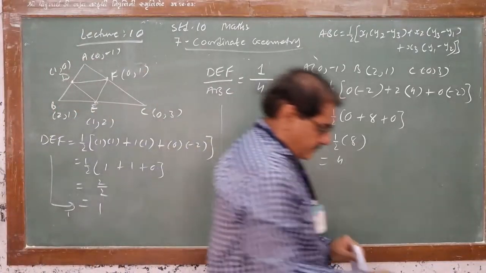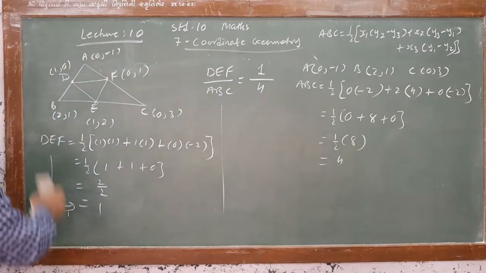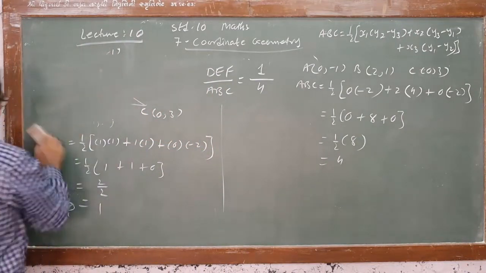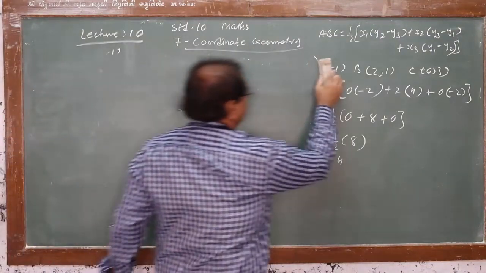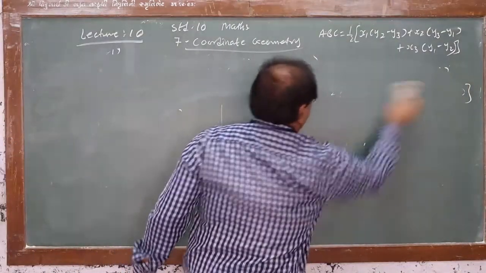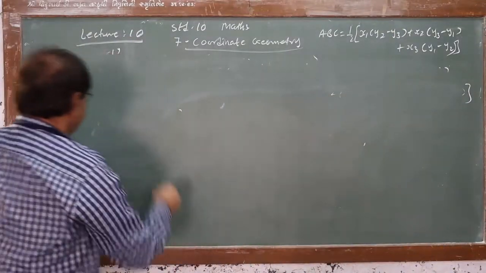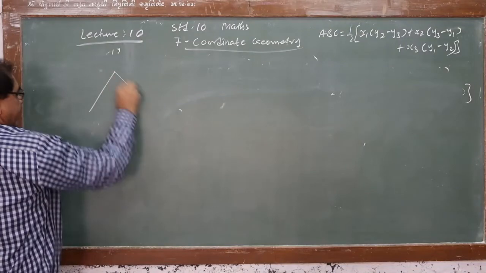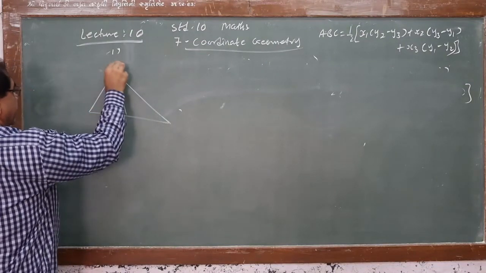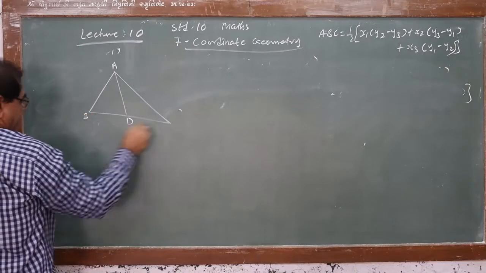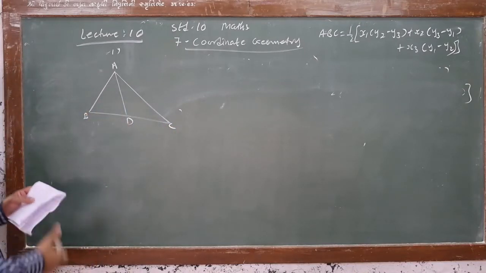Okay. Now the last question of the exercise I take you. I will simply explain the method. I will not solve the question because the formula to be used is the same. And that is why in standard 9 you had a theorem that in a triangle the median divides the triangle into two equal areas. That you want to prove here.